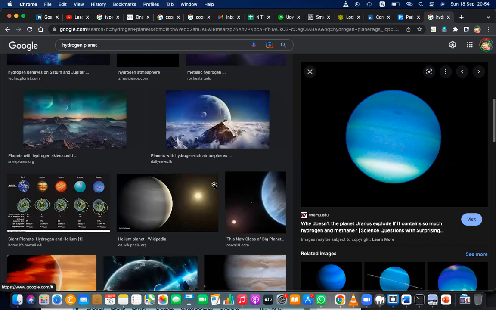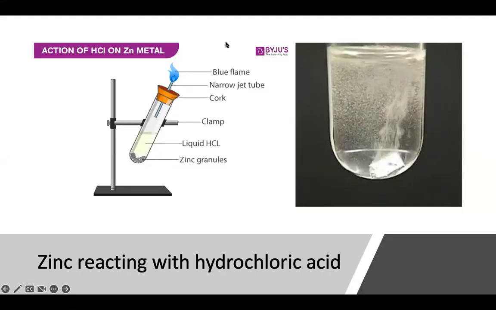Doesn't matter. Anyway, this blue flame is created using hydrogen, because in this reaction the hydrogen gas will be created. You can see when zinc is put into this. So how can we find zinc? Sorry, I got disconnected. Okay, how can we find zinc?